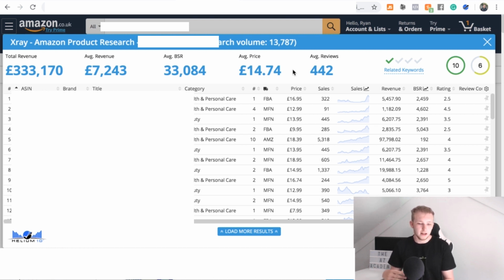But personally, when I'm looking for products myself, I like to be between the £20 and £30 mark. But if I can see something between £10 and £30, anywhere in that range that I can make a good profit on, then I'll go for that. So an average price here of £14.74, I'm definitely happy with that. There's nothing that puts me off the product from that average price. So we'll move on to the average reviews.